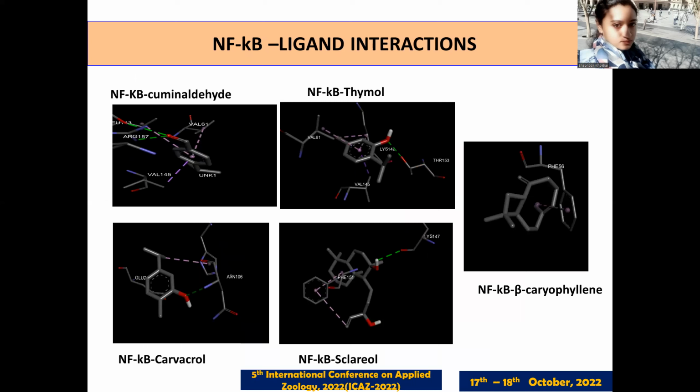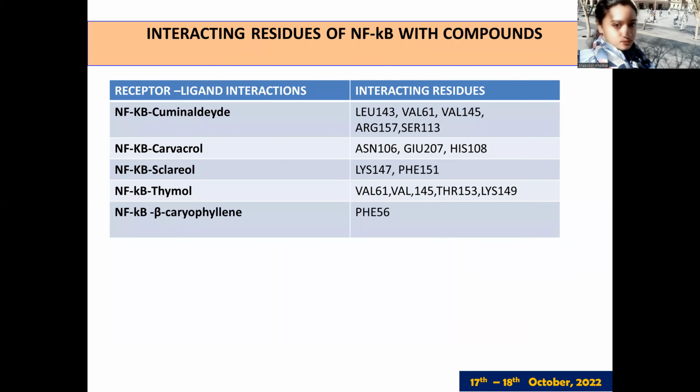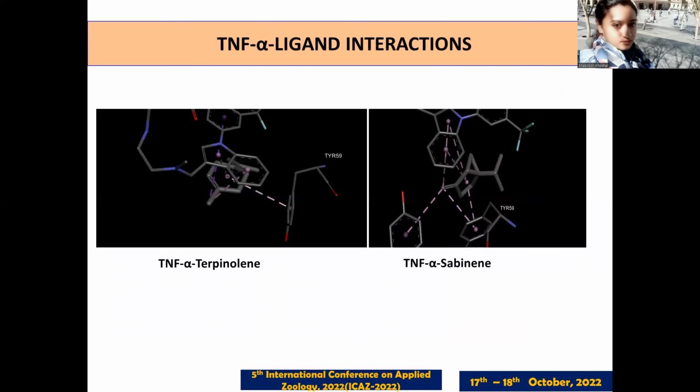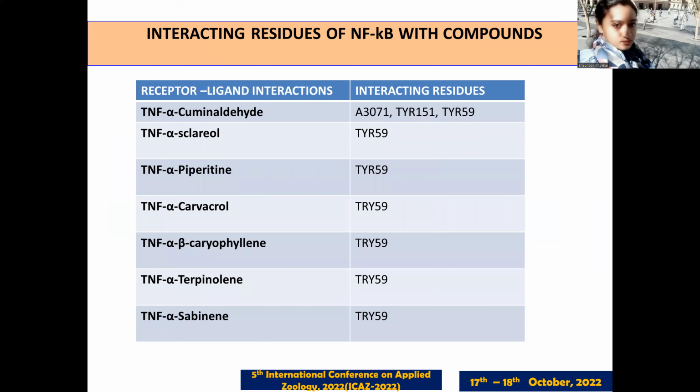These are the 3D structures of NF-kB and the compounds. As you can see, these are the interacting residues and the interacting structures of NF-kB with the compounds that give the best binding affinities. And these are their interacting residues, the amino acids that you already discussed.